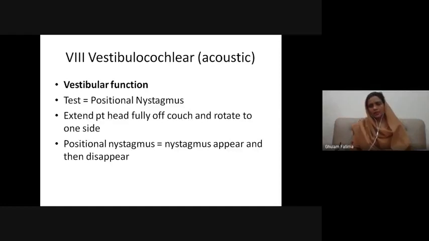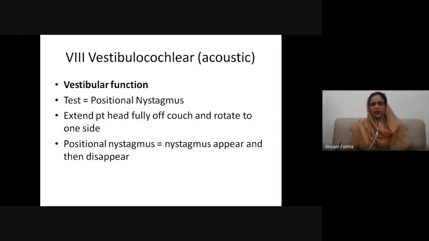And meanwhile, you are instructed to look at the eyes of the patient, and if there is positional nystagmus, the patient's eyeball will show a to and fro movement. This can be sideways, it can be up and down, and sometimes it can even be circular. So this was the method to check positional nystagmus.